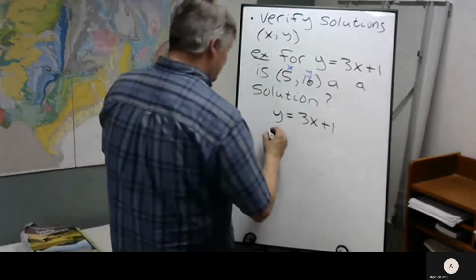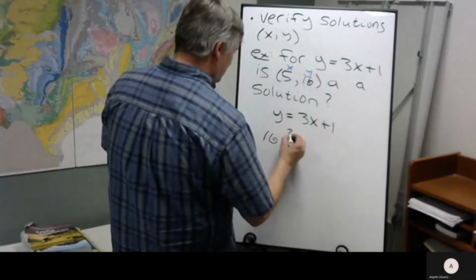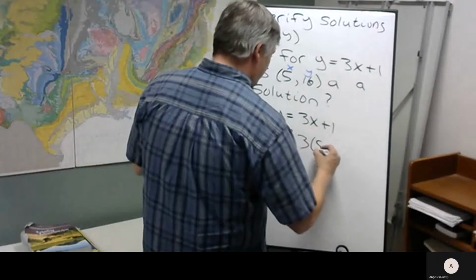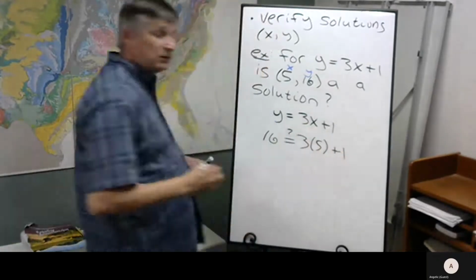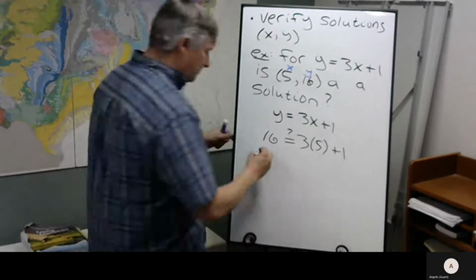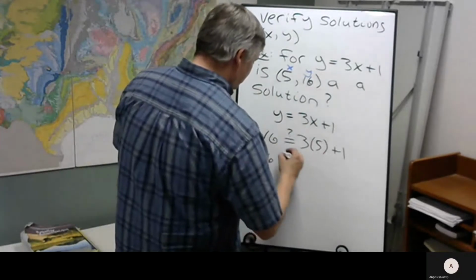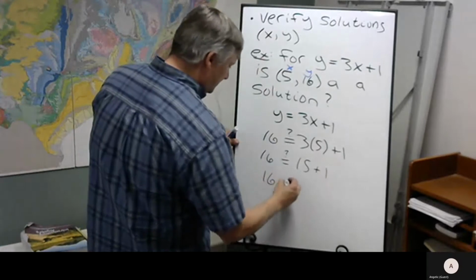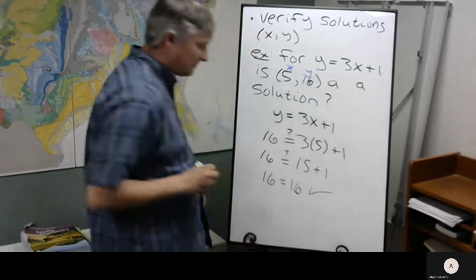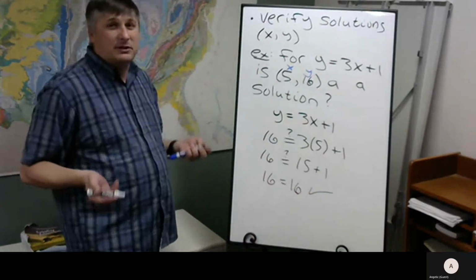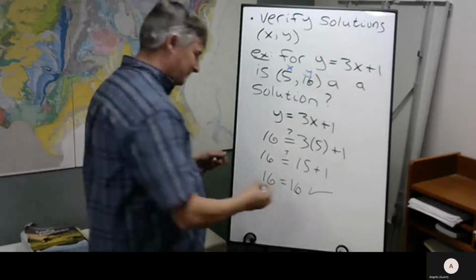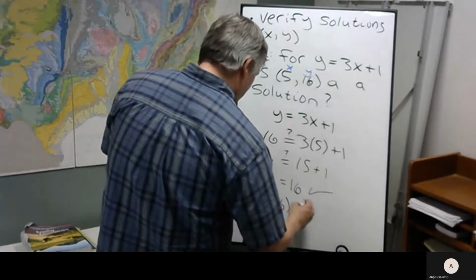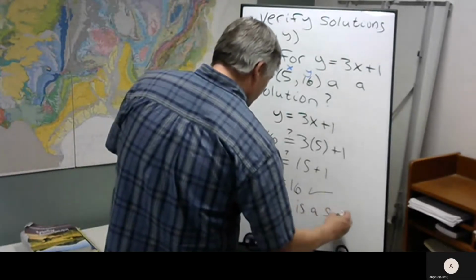Is it true that 16 does in fact equal 3 times 5 plus 1? And what we're going to find out is, sure enough, it certainly does. So that means the input and output make sense. So 5, 16 is a solution.